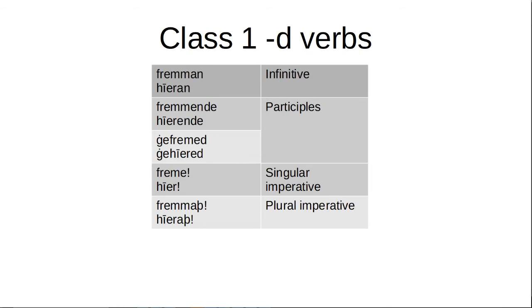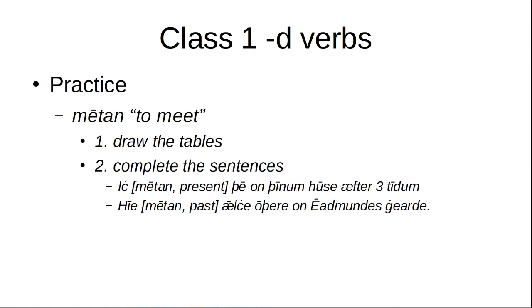Notice that we have the double M in fremmende. And the past participles, which is the "have done" forms, is je fremmed, or just fremmed, and je hyred, or just hyred. And notice that we have the single M again. The singular imperative, which is like, "hey you, go," fremme, hyr. So notice that it's just like the third person present, and the plural imperative is identical to the plural present: fremmoth, hieroth.